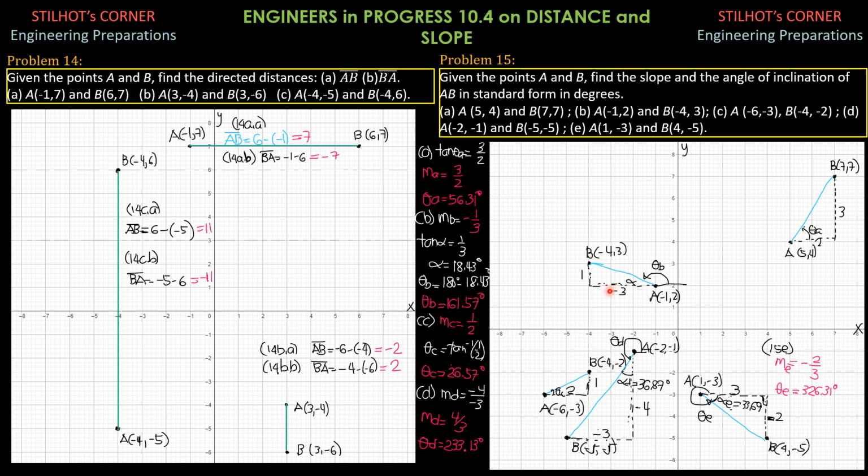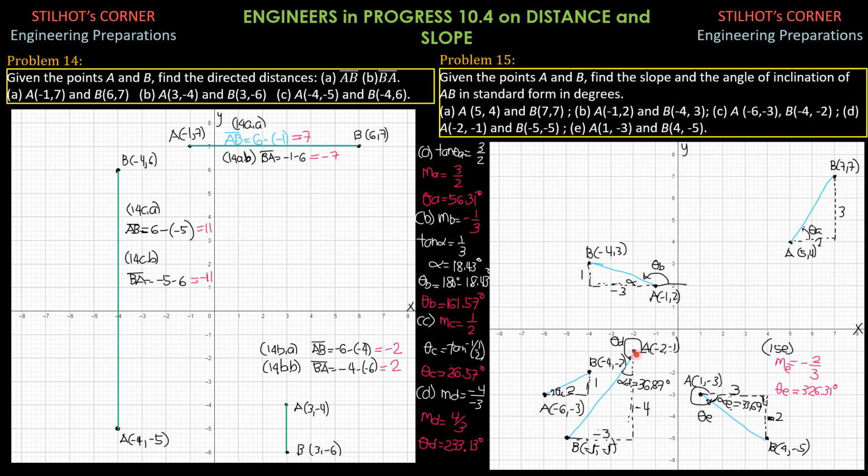So we treat this as positive first. We know that it is in the second quadrant, reckoned from the positive x-axis. So this is the angle theta B. But we can solve for alpha first. Tangent of alpha is 1 over 3, don't mind the sign. The calculator will give us an acute angle, 18.43 degrees. Therefore, theta B, which is this, is 180 degrees minus alpha, 180 minus 18.43. So theta B is 161.57 degrees.